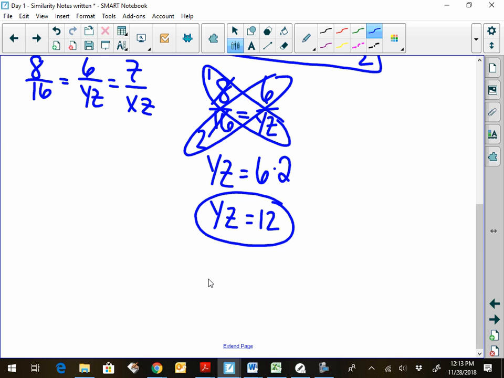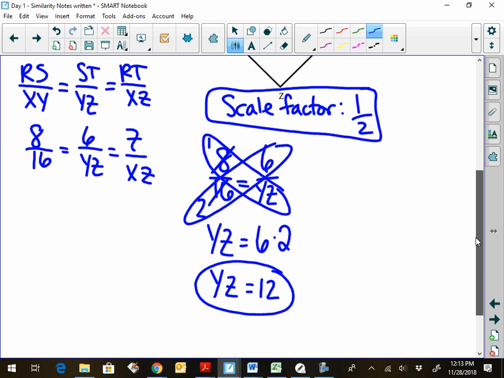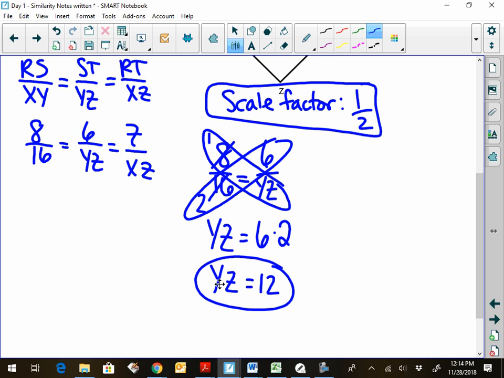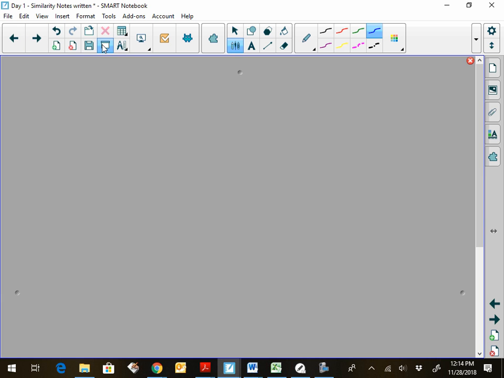So yz equals 6 times 2, so yz equals 12. And then we answer our question. Remember how when we are talking about the length of a segment, we don't include any symbols above it. So then there are 3 different ways to prove that triangles are similar.